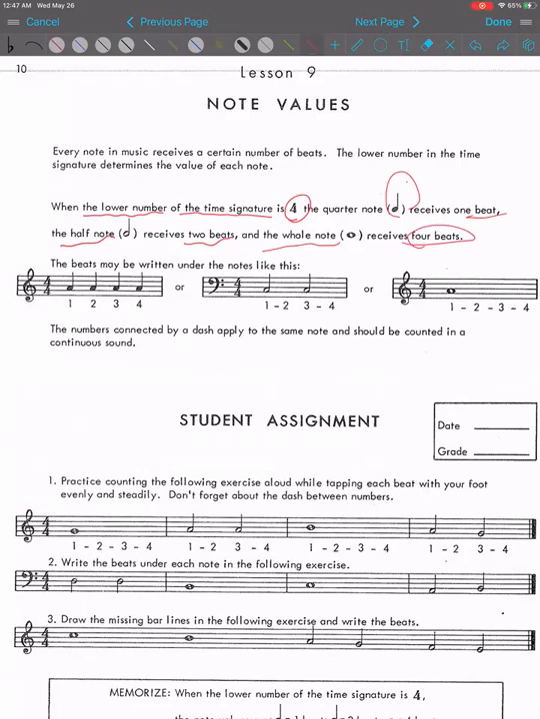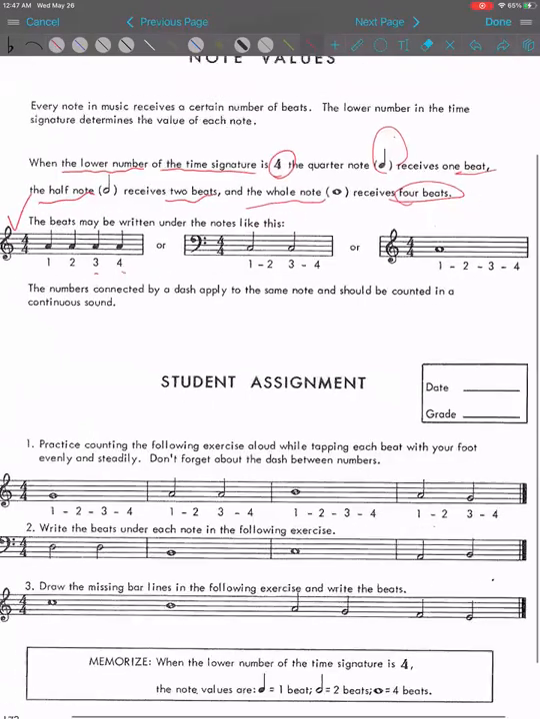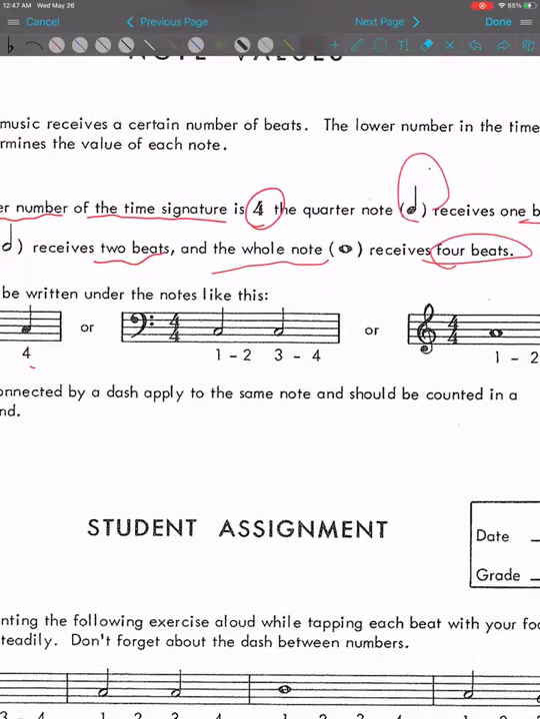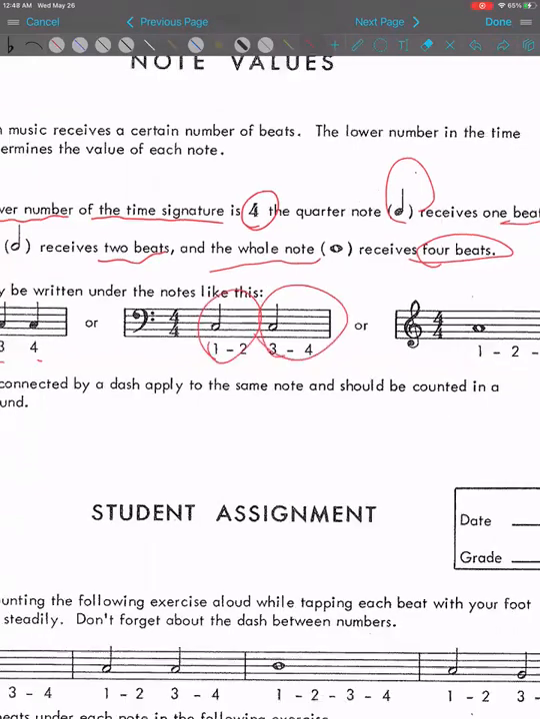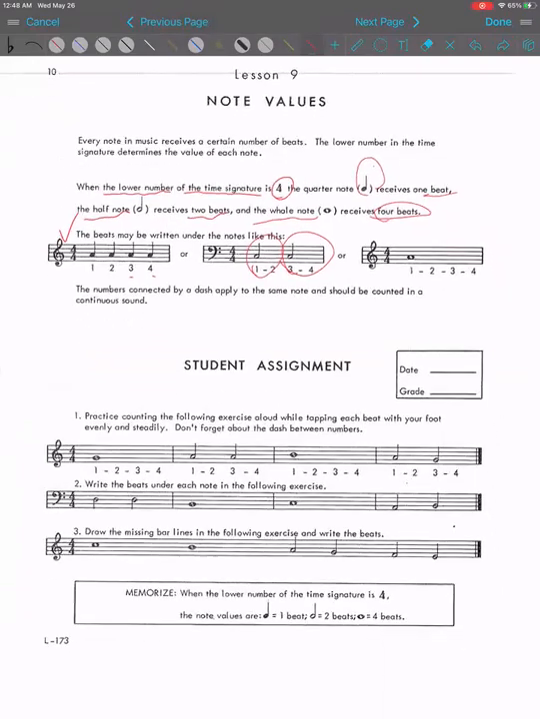So when we count, if you have example 1, you're going to count 1, 2, 3, 4. And when you count the second one, you can count it 1, 2, 3, 4. And the notes continue for 2 beats each. When you count whole note, you'll say 1, 2, 3, 4. You're just gonna hold a note for 4 beats. So let's do some exercise.